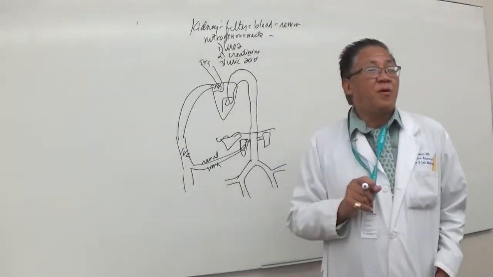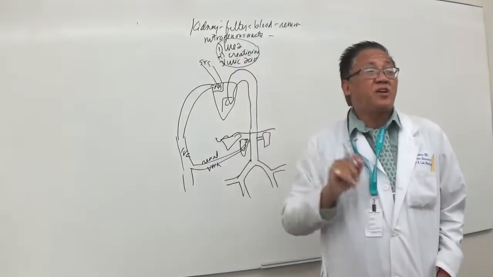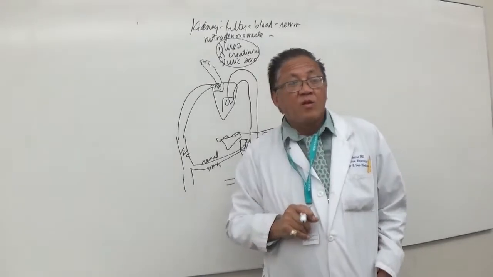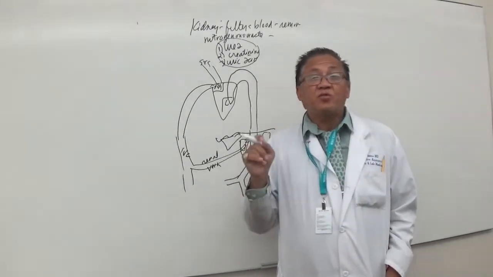How is it therefore possible for these three waste products to reach the kidney? Which blood vessel will be involved in bringing these waste products to the kidney? Ms. Nang?